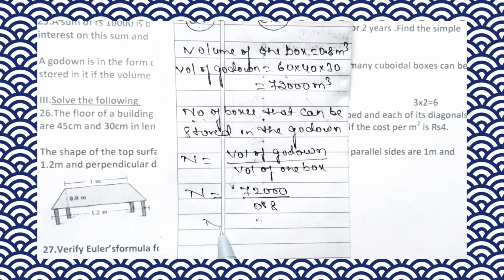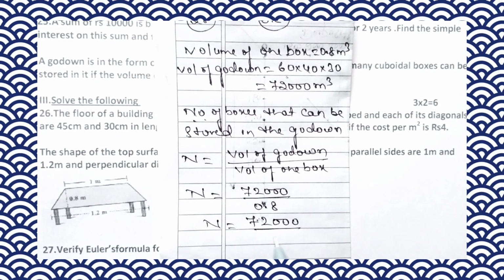0.8. So number of boxes is equal to 72,000 divided by 8. Here I remove the point. After the point there is only one digit, so you put 1 zero there. 8 1s are 8, 8 9s are 72, in a 1 2 3 4.